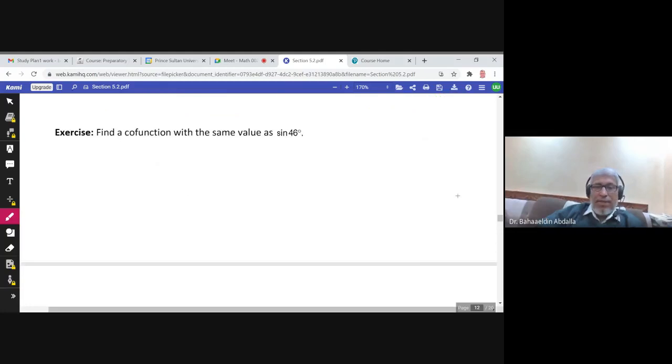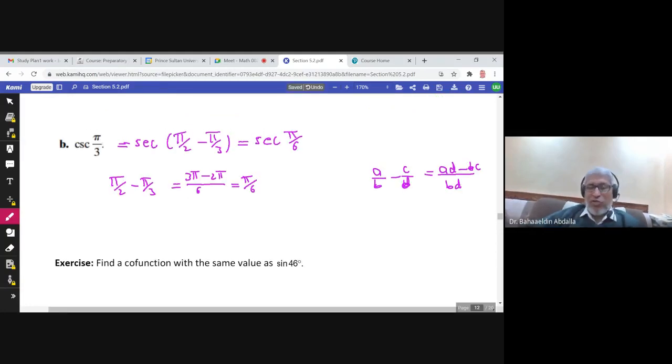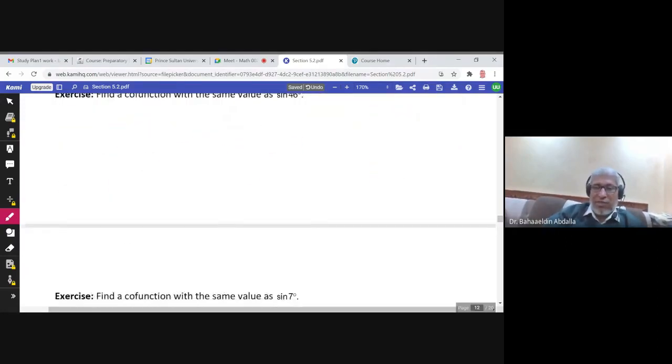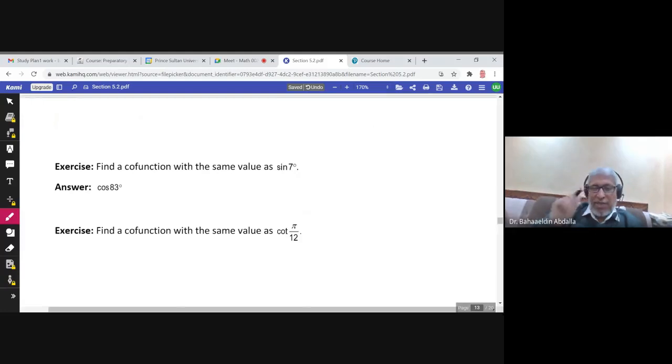Same question, find the cofunction with the same value as sine. Okay, 46. We solved an example for sine, so you can do it. This one, 72 here, 46, please do it. And here, sine 7, and this is the answer, it is cosine 83.